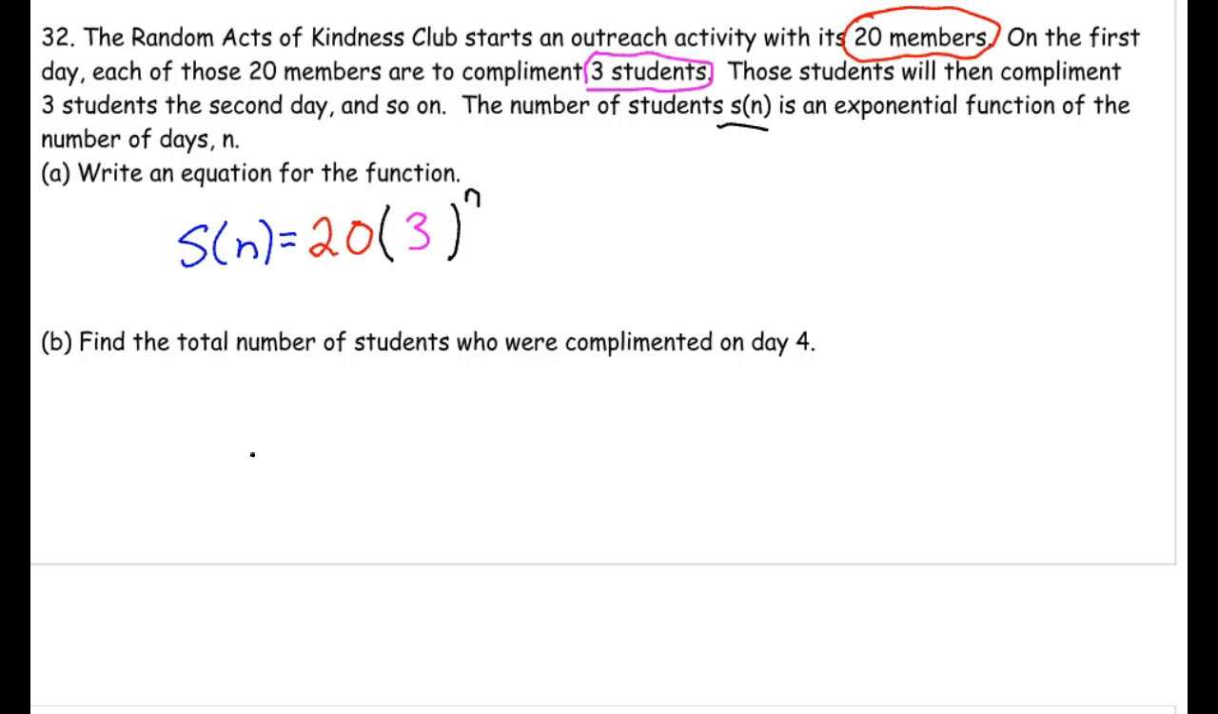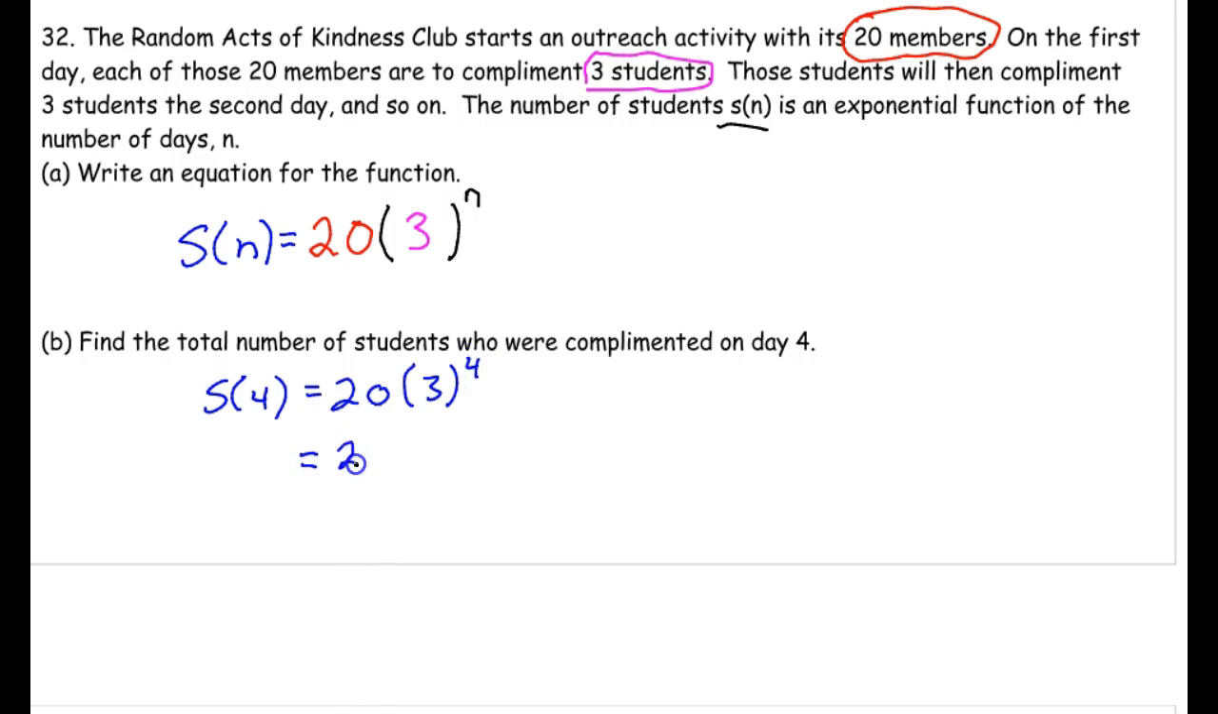Just remember that the variable is always going to be in the exponent. That's the whole idea here, to have variables in the exponents. Okay, so next we can just plug in 4 and see what we get. So 4 is going to be 20 times 3 to the 4th power.